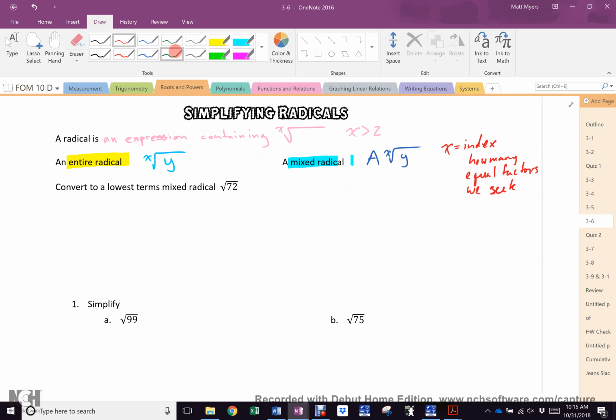X. Y in these is what we call the radicand. And that's a new word. I'm going to be using it all the time. Whatever is under that symbol is the radicand. It doesn't matter if it's numbers, letters, or both.